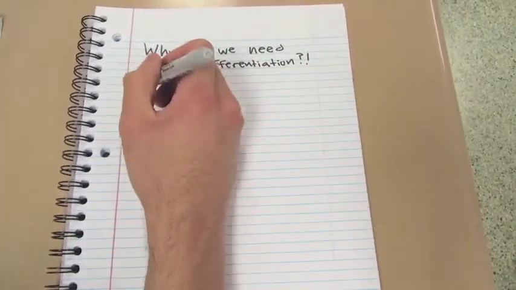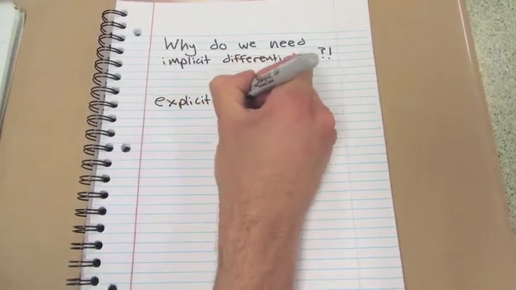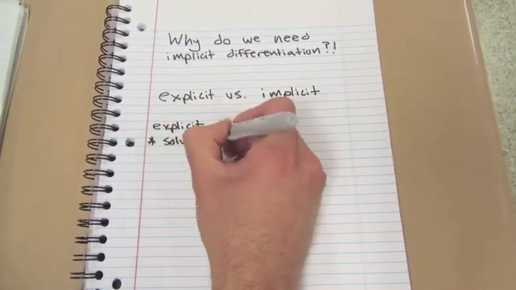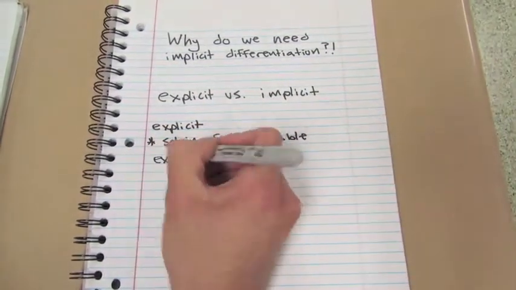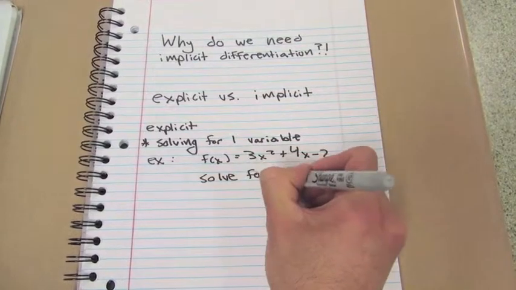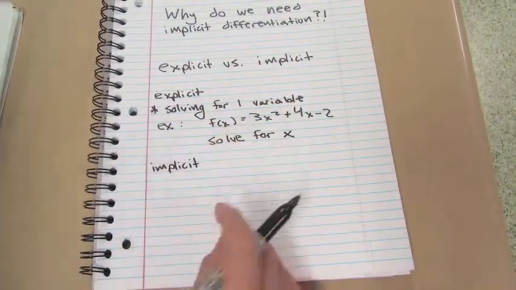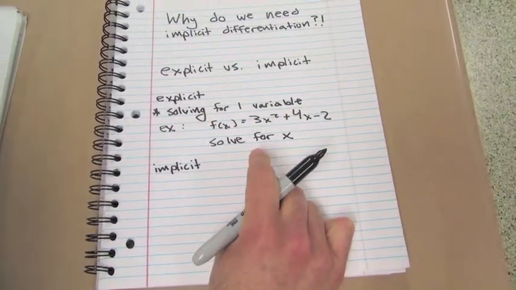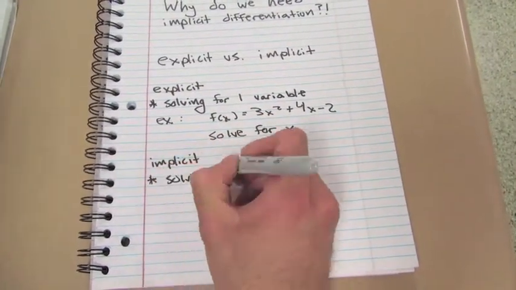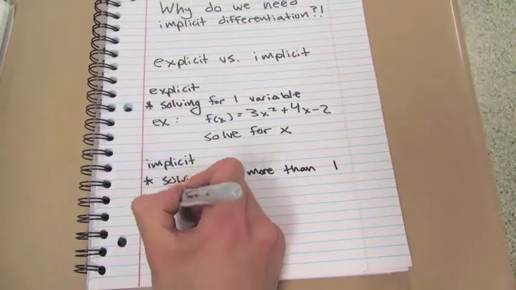Well, there are two types of equations, explicit and implicit. So explicit is the stuff we're used to, where we just solve for one variable. So an example here, we would just solve for x. So that's pretty easy, but with implicit differentiation, it's kind of harder. We gotta solve for two variables, so we gotta solve for an x and a y, and that's where it kind of gets complicated there.